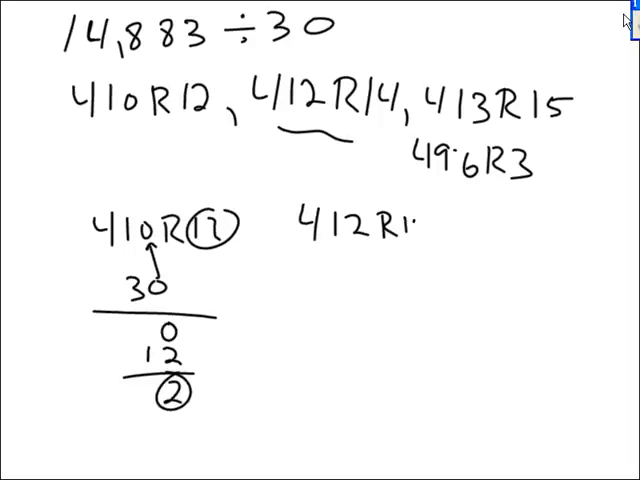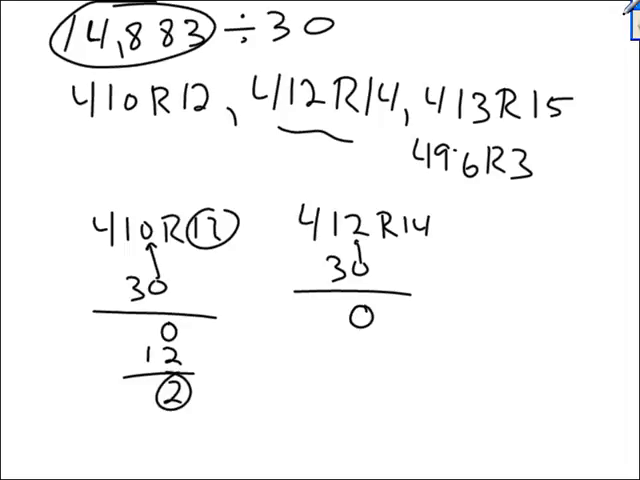412 remainder 14. When you multiply it by 30 and add 14, you're supposed to get 14,883. Well, when you multiply the 0 and the 2, that ends in 0. You add the 14, it ends in a 4. But we want it to end in a 3. Let's try the third choice.